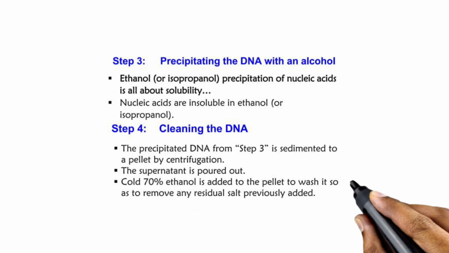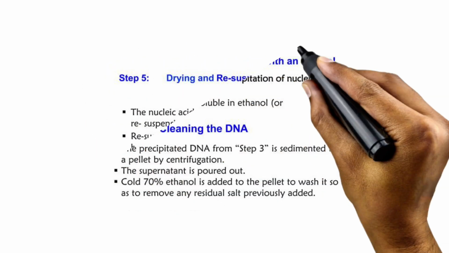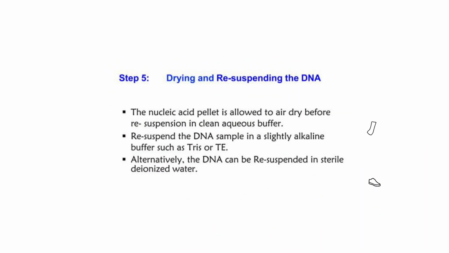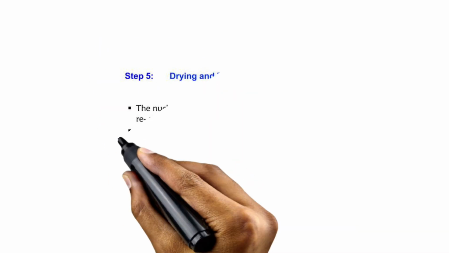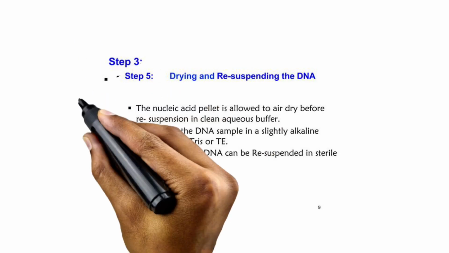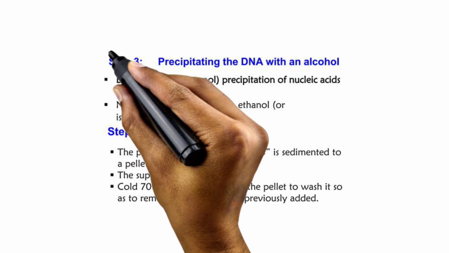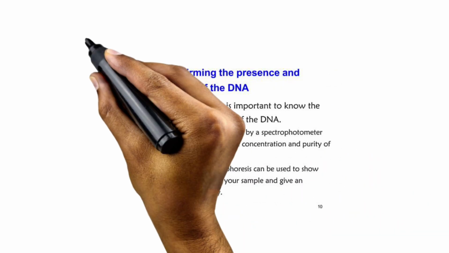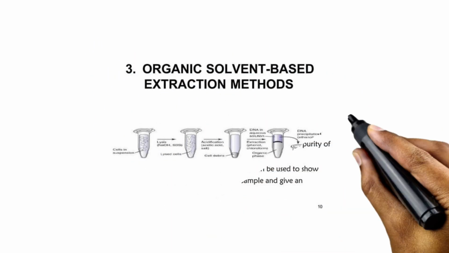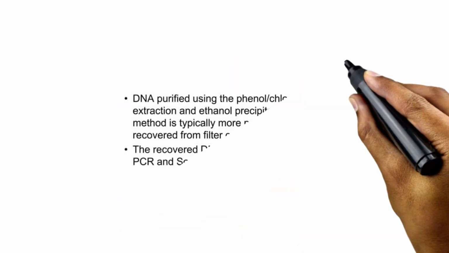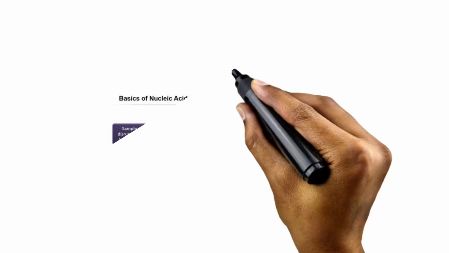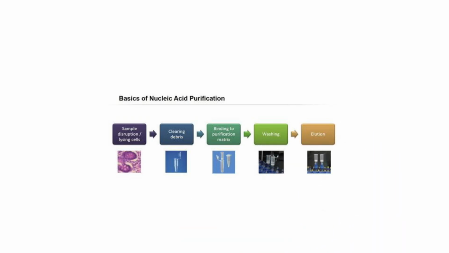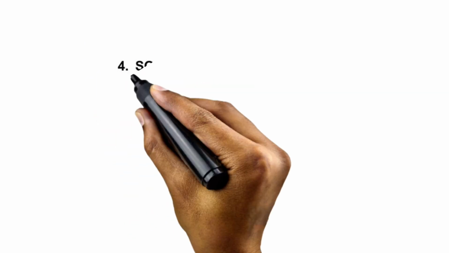Now we will see precipitating the DNA with an alcohol, and the fifth step is drying and resuspending the DNA. The nucleic acid pellet is allowed to dry before resuspension. Precipitating the DNA with alcohol is important, and the presence of the DNA is confirmed by electrophoresis. Now we have discussed aqueous, and we'll discuss the organic phase extraction with phenol chloroform extraction. So these are some of the basic steps of nucleic acid purification.